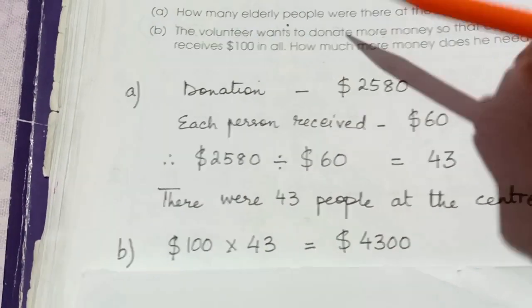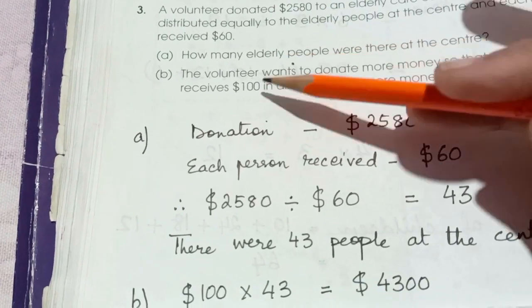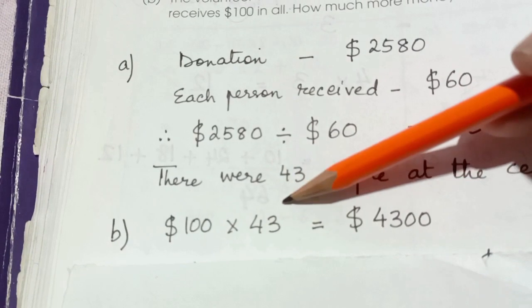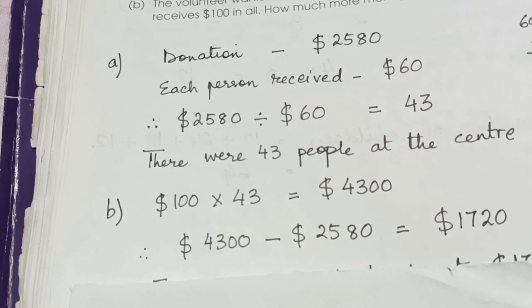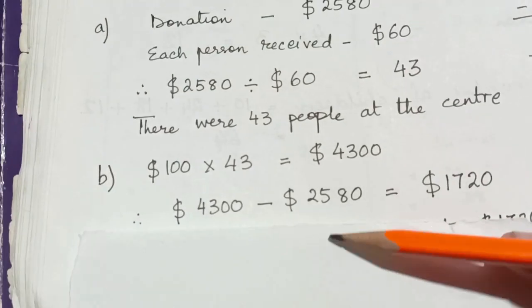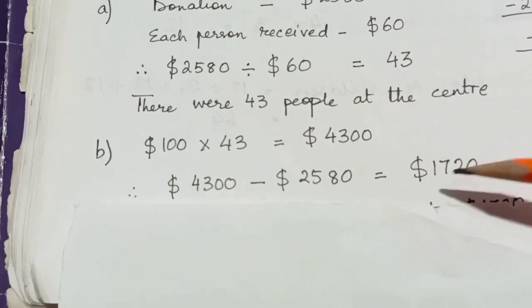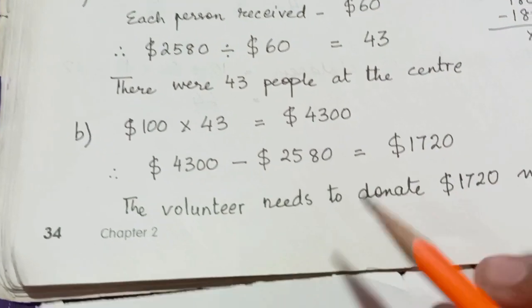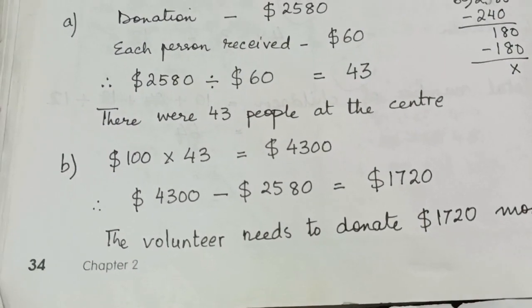Now the volunteer wants to give each person $100. So 100 multiplied by 43 is 4,300. 4,300 minus the donation he already gave. So the remaining amount is 1,720. It means that the volunteer needs to donate 1,720 more.